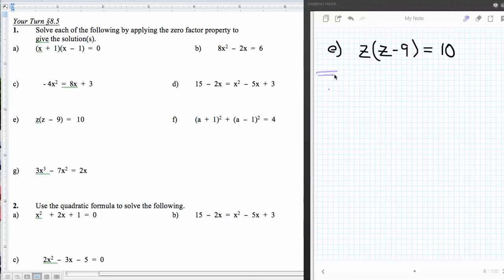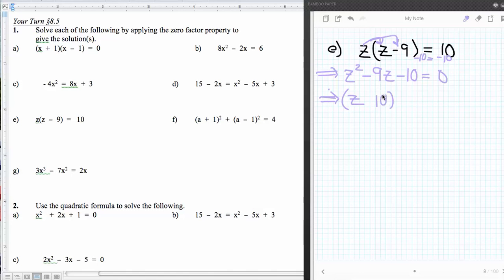In order to start this problem, we have to expand this out by distributing here. So we get z squared minus 9z, and then we're going to bring the 10 over to the other side, so we get minus 10 is equal to 0. And once we have that, now we can refactor it. I know it sounds so painful, doesn't it? We can refactor it and then use the zero factor property.